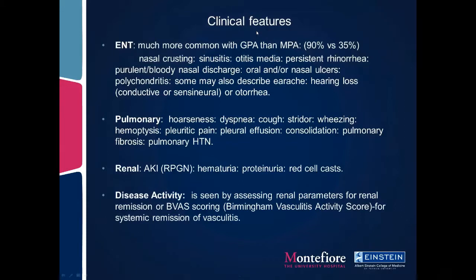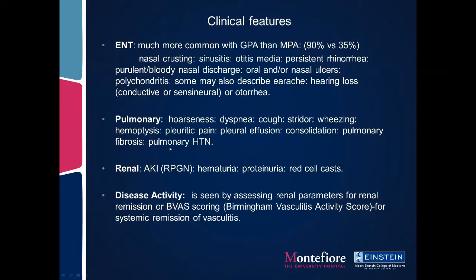And as far as clinical features go, this is the one where you really have to look into extrarenal involvement. A lot of these patients can have ENT involvement, especially in the traditional classification. If they had GPA versus MPA, it was more common in those with granulomatosis with polyangiitis, at 90%. So they can have nasal crusting, sinusitis, rhinorrhea, bloody nasal discharge, nasal ulcers. Some can also have hearing loss, earache. So you want to ask for all those findings. ENT involvement is fairly common with ANCA disease.